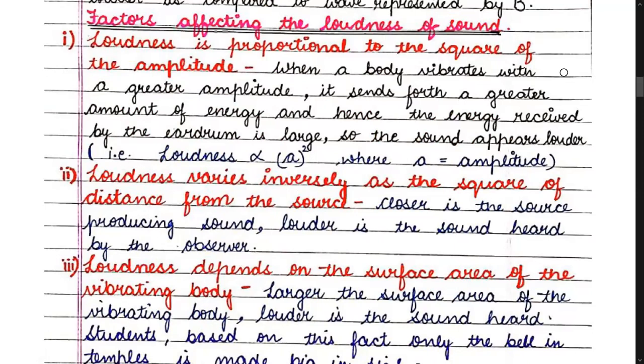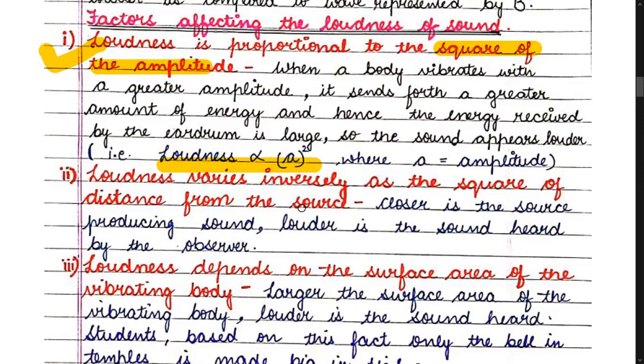Now, first factor is loudness is proportional to the square of the amplitude. So loudness is proportional to the square of amplitude. When a body vibrates with a greater amplitude, it sends forth a greater amount of energy, and hence the energy received by the eardrum is large. So the sound appears louder. So according to our first factor, loudness is directly proportional to square of the amplitude.